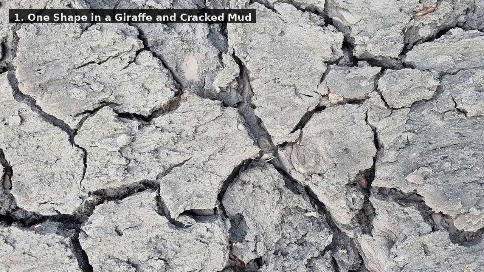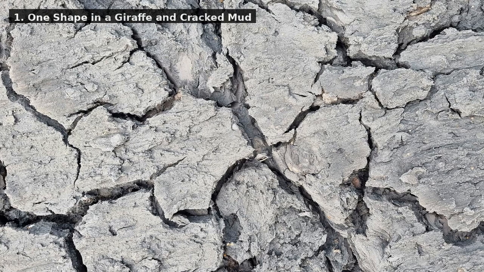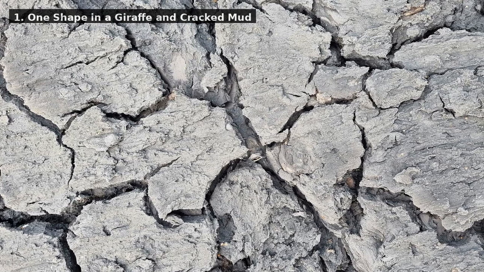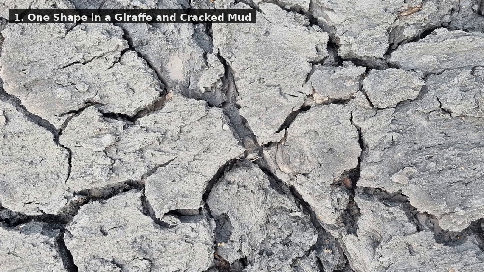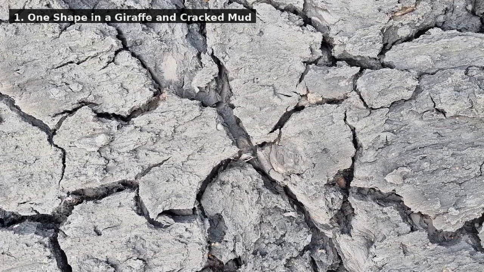Now let's line these patterns up together. A giraffe, dry mud, and a honeycomb. Trace their edges and the same web appears. Rounded patches packed edge to edge. One hidden shape wearing many different skins.